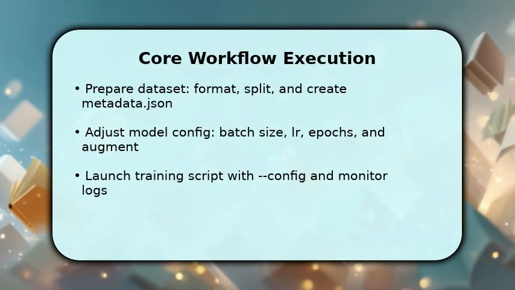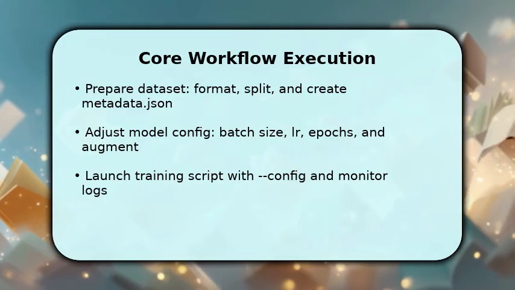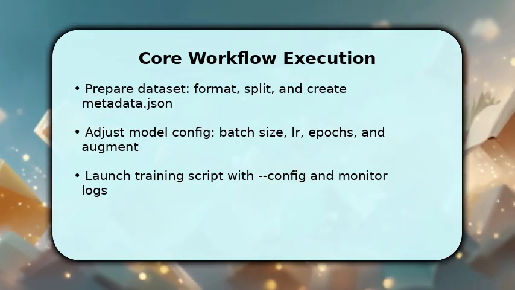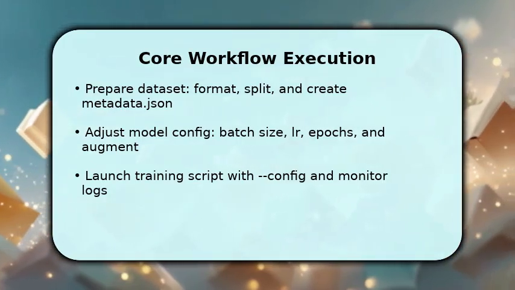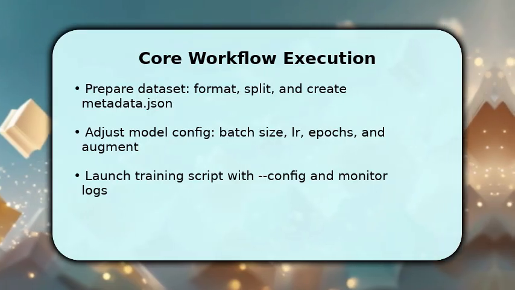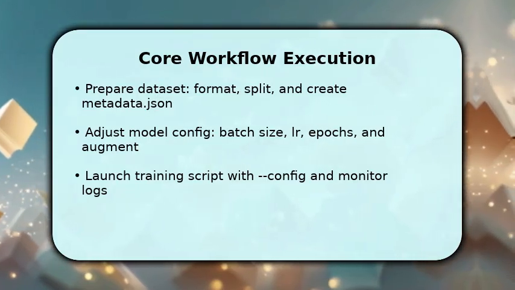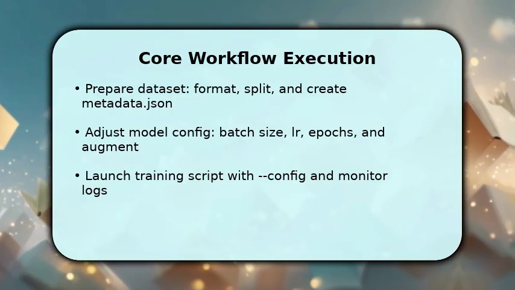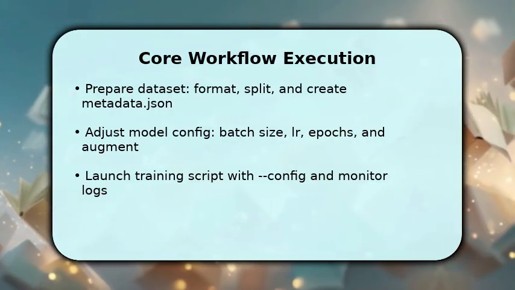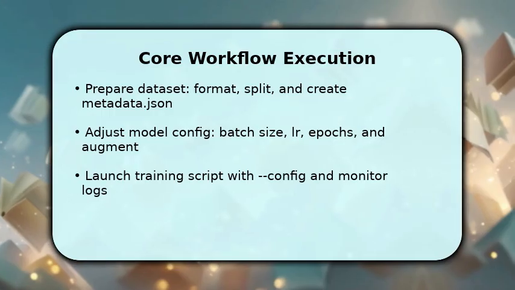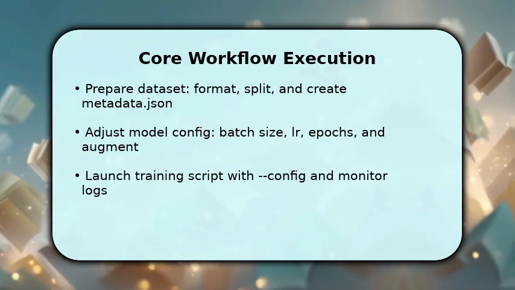Once done with setup, prepare your dataset by formatting files, splitting into train/val/test, and generating metadata.json that matches the repo schema. Then adjust the model config, set batch size to match GPU memory, tune learning rate and epoch count, and enable augmentation if needed for generalization.